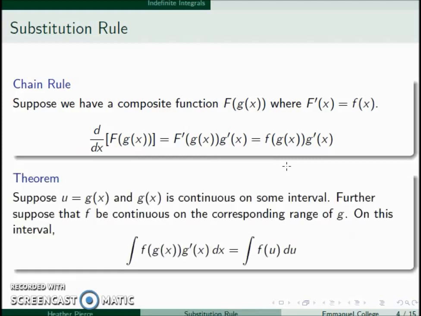So for that, we have our substitution rule. I'm going to let u be equal to g of x, where g of x is continuous on some interval. We're supposing f is continuous on the corresponding range of g. So on this interval, f of g of x, g prime of x, we're going to change to f of u du. So I'm going to try to set up this function for u equal to g of x and then substitute it in.